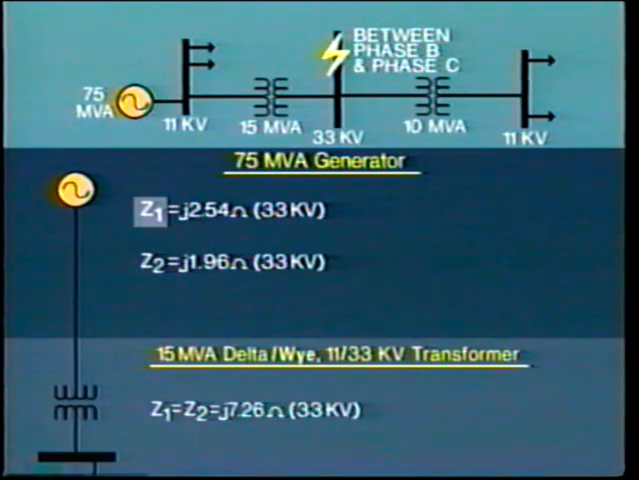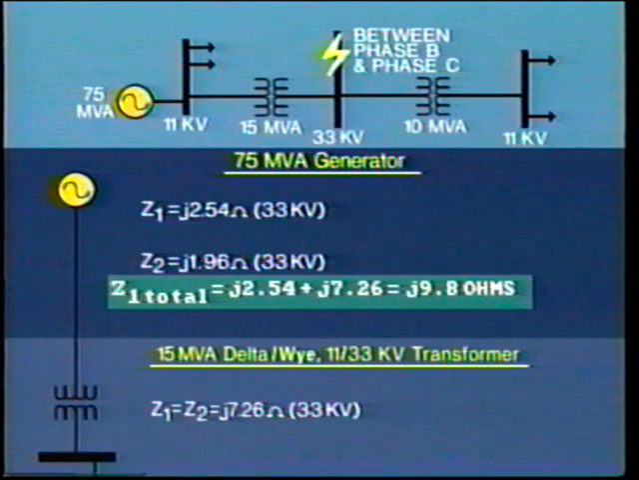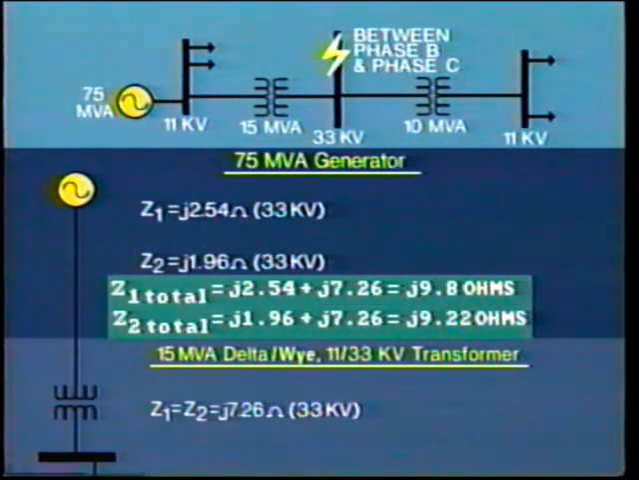The total positive sequence impedance between the source and the fault on the 33 kV bus is equal to the generator Z1 plus the transformer Z1. That is J2.54 plus J7.26 equals J9.8 ohms at 33 kV. The total negative sequence impedance to the fault is equal to the generator Z2 plus the transformer Z2, which is the same as transformer Z1. Total Z2 equals J1.96 plus J7.26 equals J9.22 ohms at 33 kV.